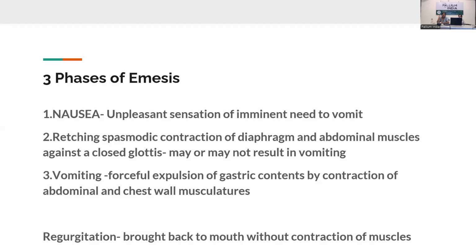Let me explain. There are three phases of vomiting. Vomiting is not just a single phenomenon. It happens as three actions. First one is nausea. Nausea is an unpleasant sensation of imminent need to vomit. The patient might not vomit. They'll have some kind of unpleasant sensation. Sometimes they feel like there is something in the throat, or something in the stomach. So it is an unpleasant sensation preceding vomiting. Sometimes the nausea can end up in vomiting.